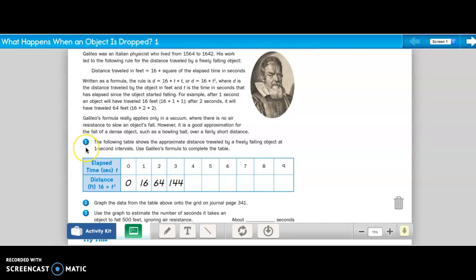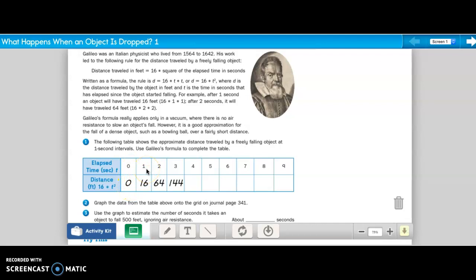So for number one, what we're going to have you do is the following: the table shows the approximate distance traveled by a freely falling object at 1 second intervals. Use Galileo's formula to complete the table. You'll see that they've started this for you. Obviously in 0 seconds, it's going to fall 0 feet.